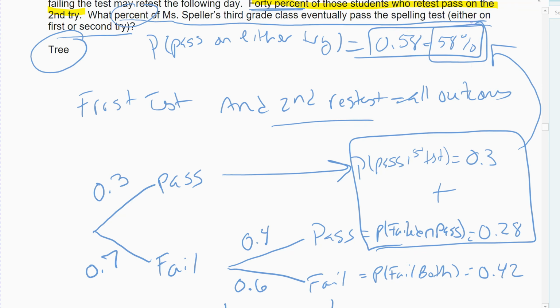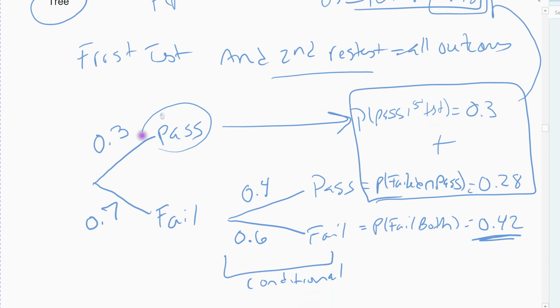So the answer is 58%. 58% of the class, and it should make sense, you could actually use the complement. 42% don't pass on both tries, means 58% do. 58% eventually pass. 30% of them passed on the first go. 28% of them passed on the second go. Altogether, 58% passed. And like I said, that one was a tricky one because this was terminal.